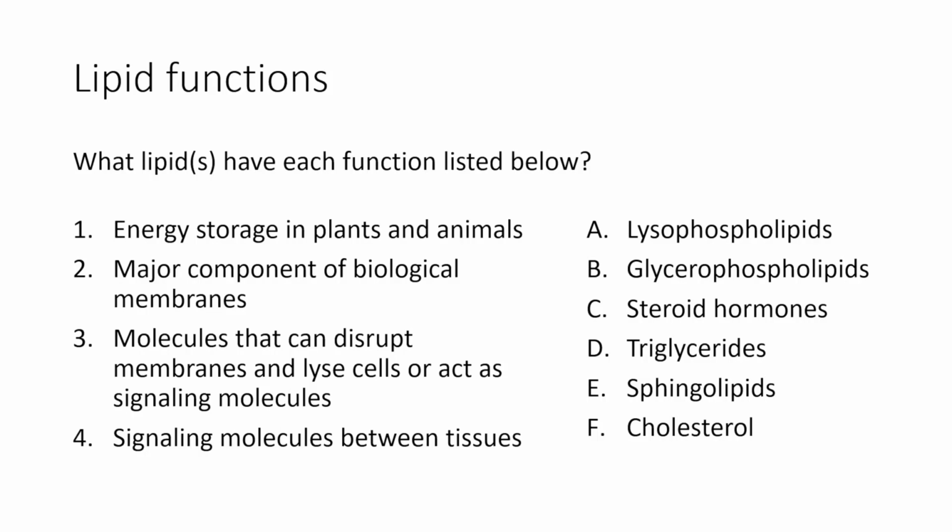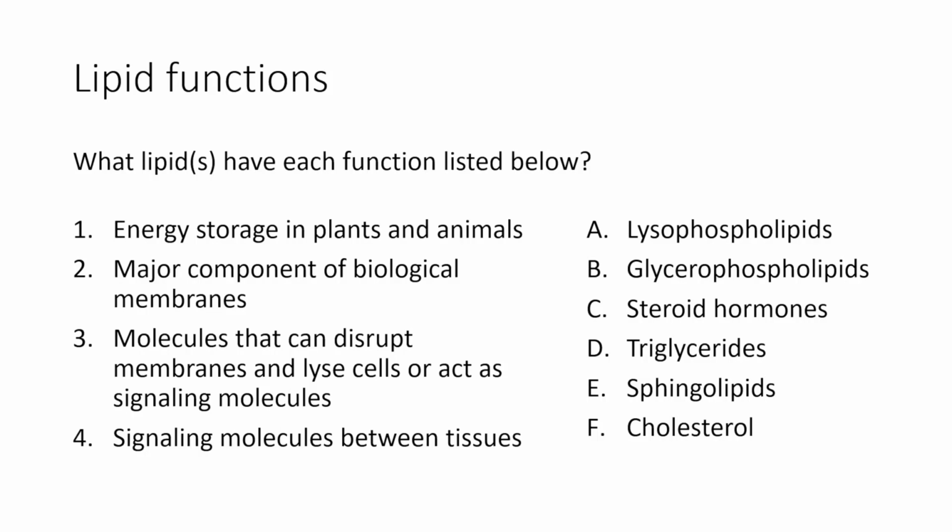Okay, so let's start talking about these different functions. Let's start with number 1. What lipid or lipids are used for energy storage in plants and animals? No, it's not glycerophospholipids. Those have different functions. What's that? D. Yeah, triglycerides.